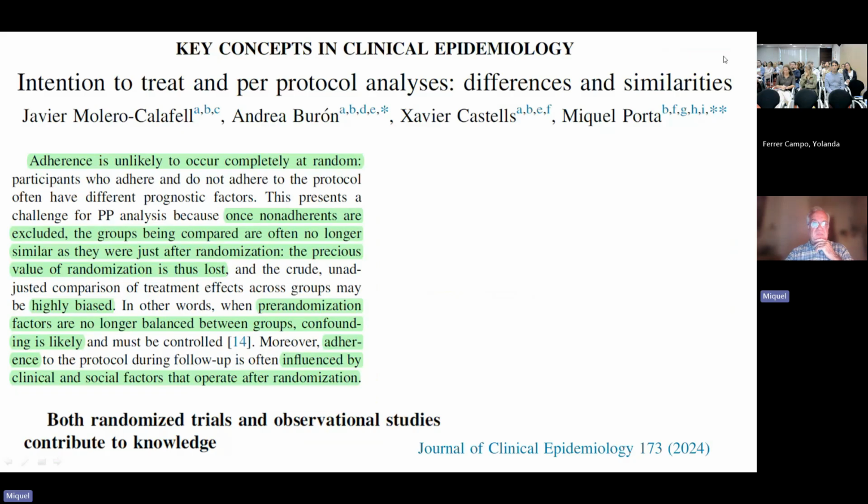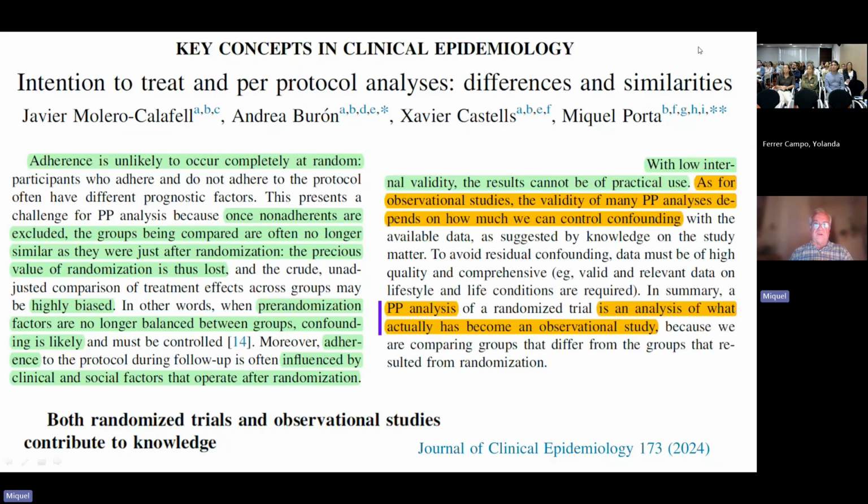In a paper that I had the pleasure of doing with Xavier, Andrea, and Javier, you know, we had difficulties with one of the editors, who was not interested in the idea that a per protocol analysis is actually an analysis of what has become an observational study. Now, does this idea capture your interest immediately? Had you already thought that when we don't use anymore the groups generated by randomization, we are into an observational study? So you see here a little bit an example of what I was saying before about the interrelationships between the observational strategies and the randomized.